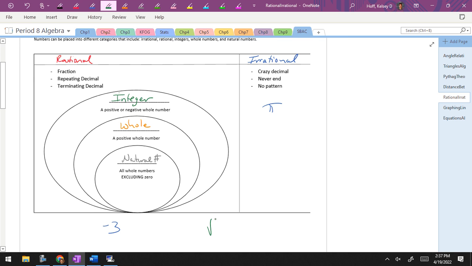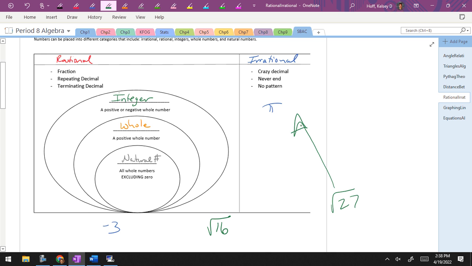How about the square root of 16? It's 4. So rational? You can't jump that far. Rational, integer, whole, natural. How about the square root of 27? That is irrational. The square root of a number, if it's not a perfect root, is irrational. The square root of 27 is some long, nasty decimal. I really don't even care what it is, but it never ends. It never has a pattern.